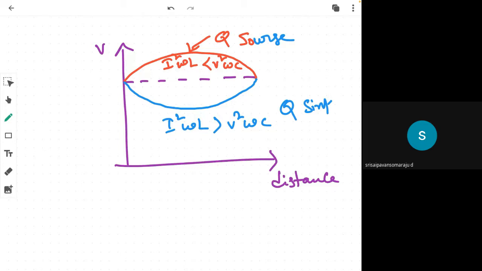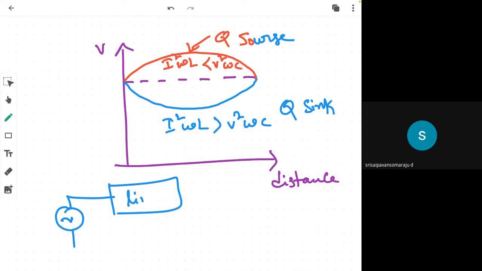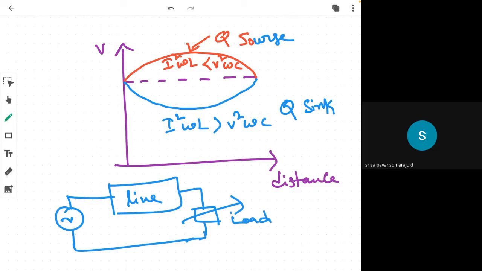Okay. This line corresponds to the surge impedance loading. So this is the source, this is the line, this is the variable load. ZL equal to Zn corresponds to the surge impedance loading. So this is about transmission lines.